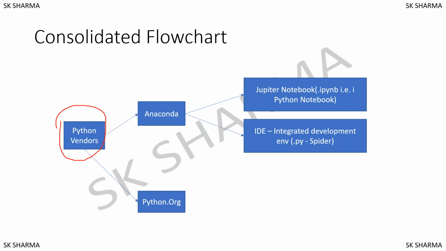But truly speaking, we usually don't go there. We don't refer to that website because it is highly complex, highly sophisticated, and we generally use third-party links to download the Python software. Now there are many websites, but let's take one as an example: Anaconda. This is a kind of software company. So what we do, we download the software from the Anaconda website.